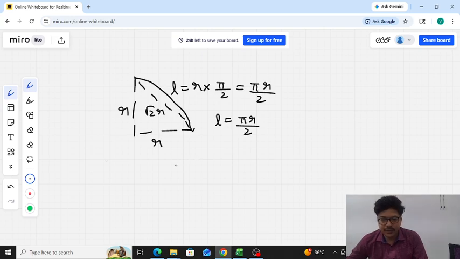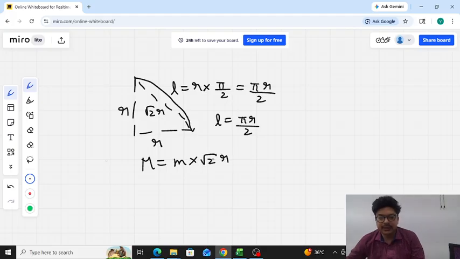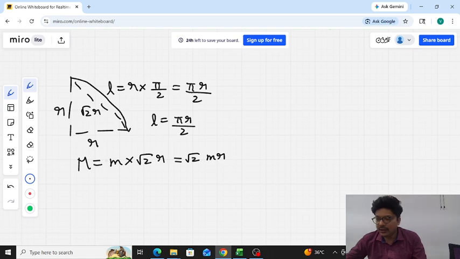Okay, so now this is straightened. Now what is the magnetic dipole moment? The magnetic dipole moment is equal to M into root 2 R, which is equal to root 2 M R. Okay, so now it is straightened. So this is a straight line now.